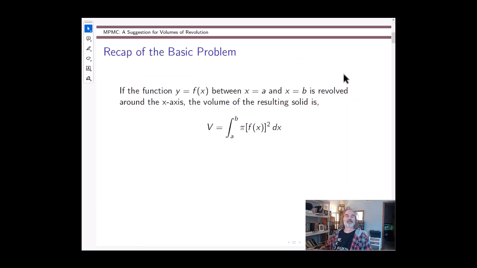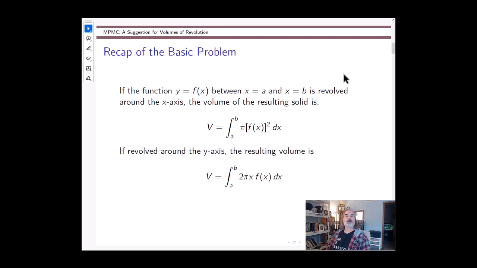If I can get to my screen here to advance a slide. So the basic problem is you have a function, let's say between x equals a and x equals b. You're going to spin it around the x-axis. In that case, the cross sections are circles or disks, and so you use the disk method, or the washer method if there's two functions, to calculate the volume. You just collect up a whole bunch of pi r squareds, in other words, pi f of x squareds from one side to the other through an integral, and that's how you get the resulting volume.